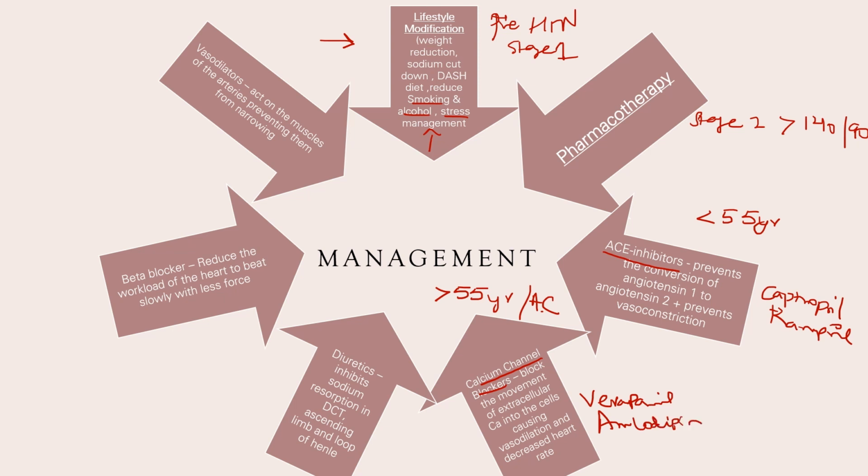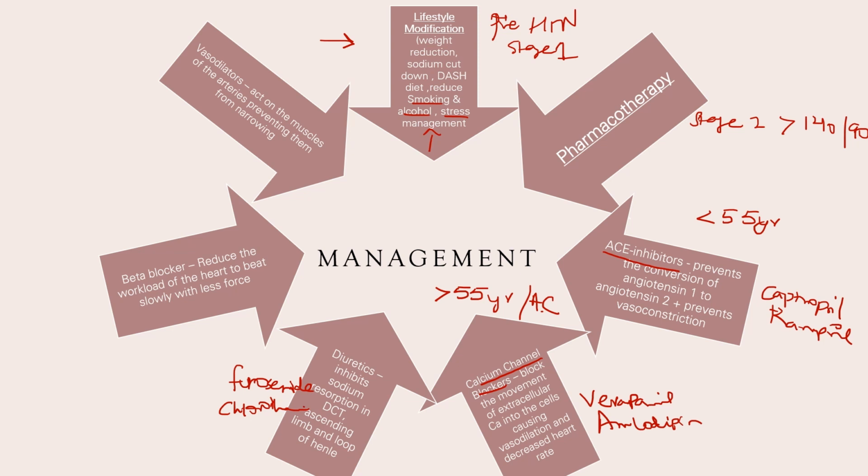Diuretics inhibit the sodium resorption in the distal convoluted tubule, ascending limb, and loop of Henle. Basically, they can either be loop diuretics, thiazide diuretics, or any kind of diuretics. For example, furosemide, chlorothiazide.